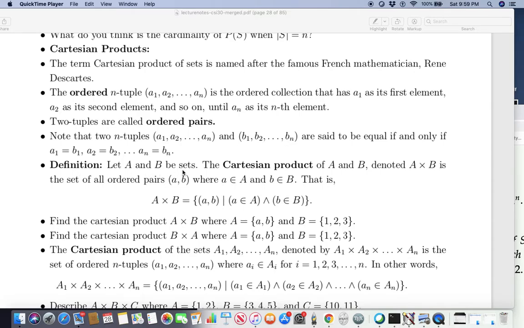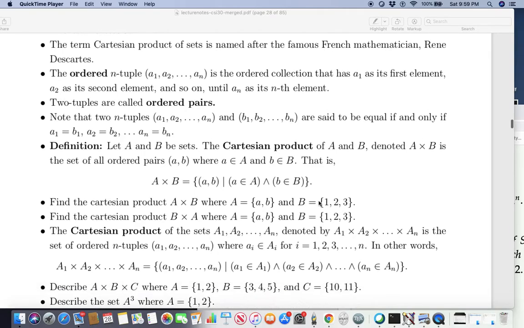Definition. Let A and B be sets. The Cartesian product of A and B, denoted by A cross B, is the set of all ordered pairs (a, b), where a is an element of capital A and little b is an element of capital B. That is, A cross B, the Cartesian product of A and B, is the set of pairs (a, b) such that a is an element of A and b is an element of B.